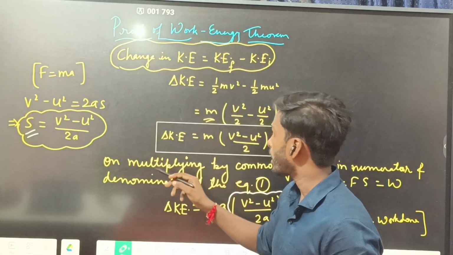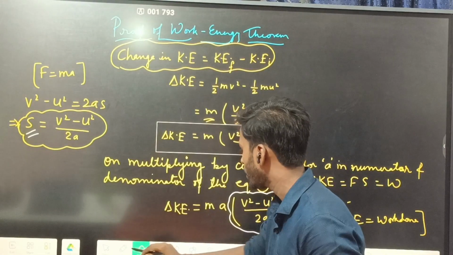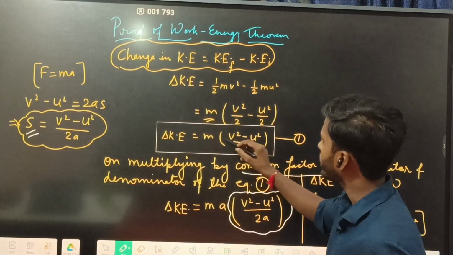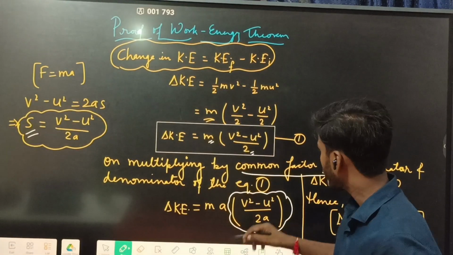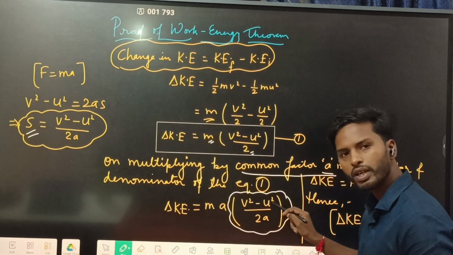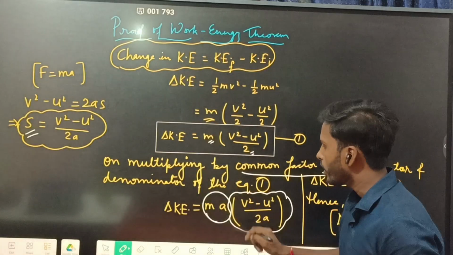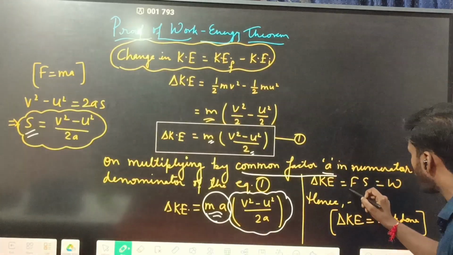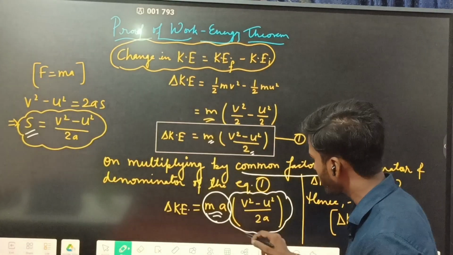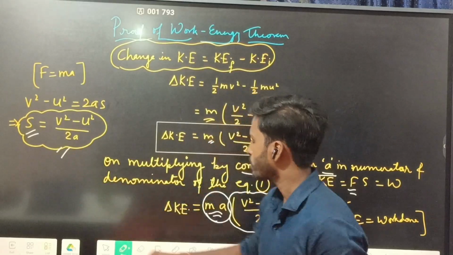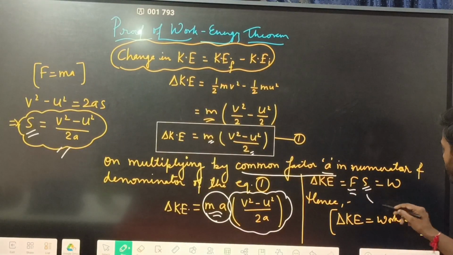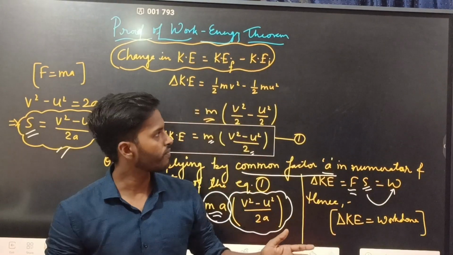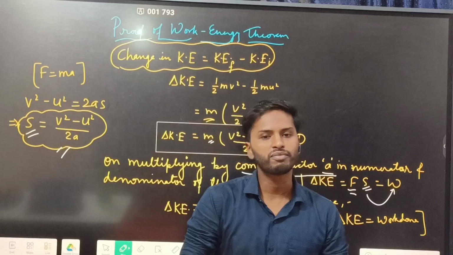And what we have done then is multiply by a common factor a in both numerator and denominator. So this equation becomes ma into v square minus u square upon 2a. We all know that F equal to ma from the second law of motion. So in place of ma, I have put F, and in place of v square minus u square upon 2a, from the third equation of motion, I have put s, which becomes ultimately work done. So we proved that the change in kinetic energy is equal to work done. Okay. So that's all for the work-energy theorem.